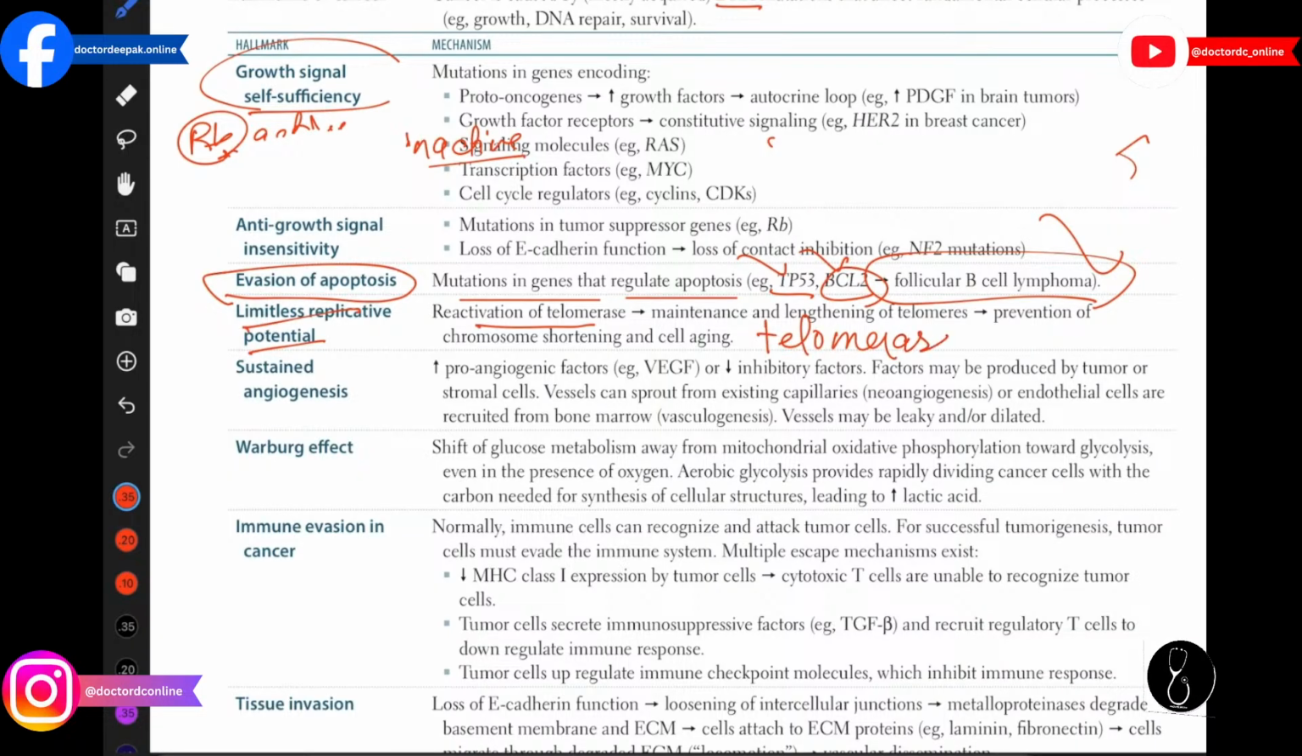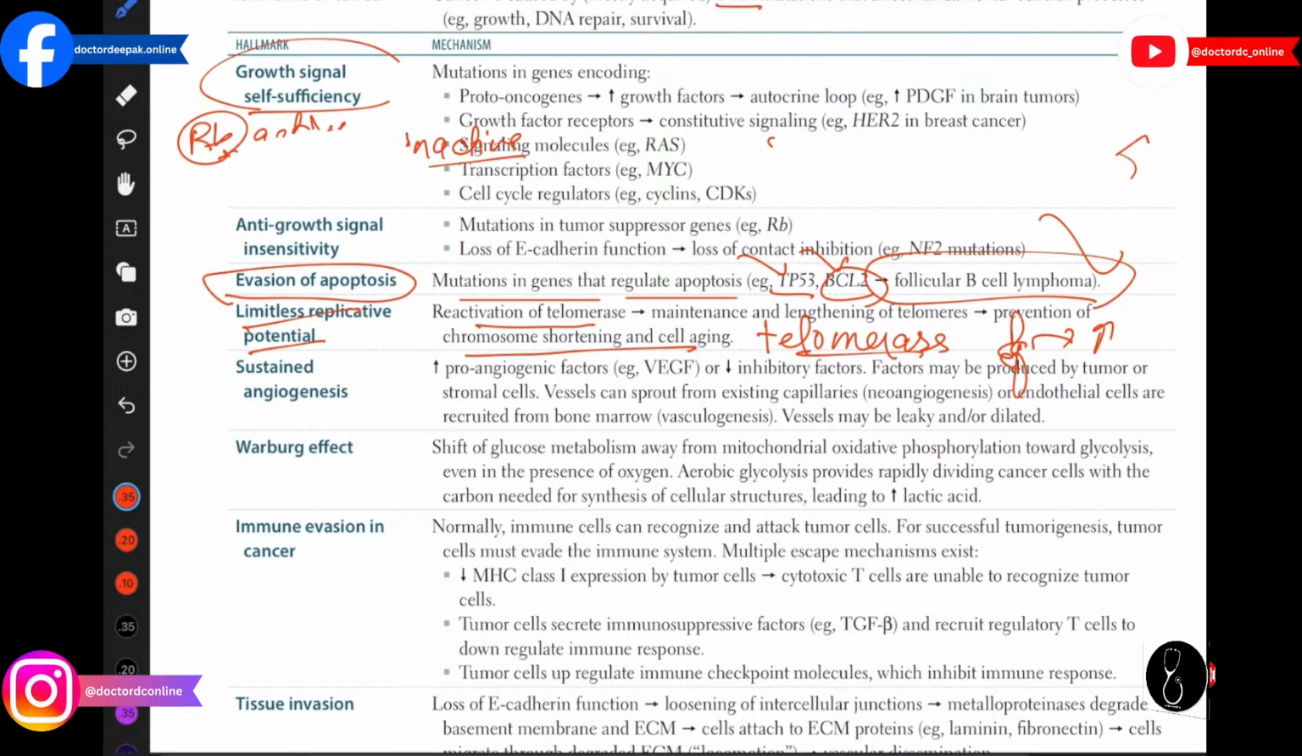Telomeres are responsible for maintenance, and maintaining telomeres is beneficial for the cell's dividing. The longer the telomeres are, the more the cell can divide. The shortening of telomeres means the cell is unable to divide more. So, it is just like aging.